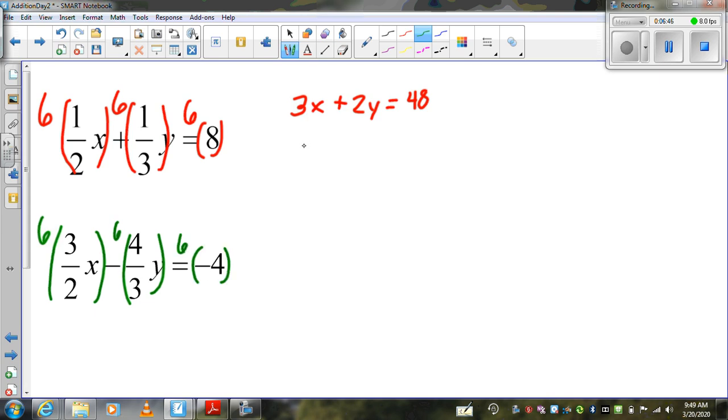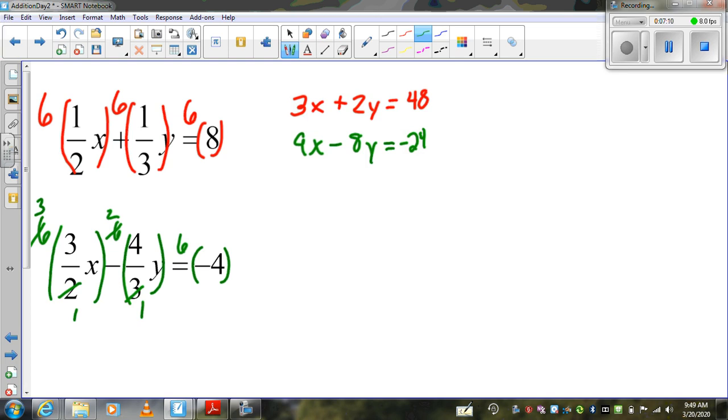So that's going to give me, let's see, 2 goes in there once, goes in there 3 times. So 9x. Let's see, 3 goes in there once, 3 goes in there twice, minus 8y is equal to negative 24. Great. So now we're back to the situation where I'm going to have to get opposite coefficients for one of the variables.